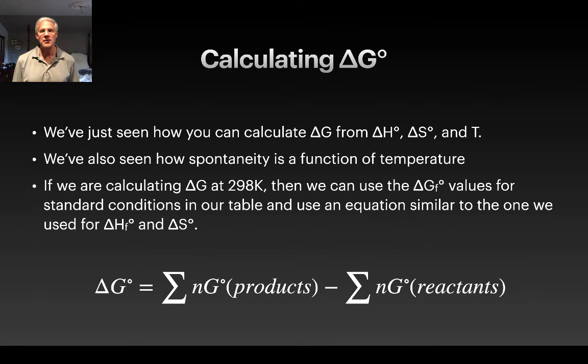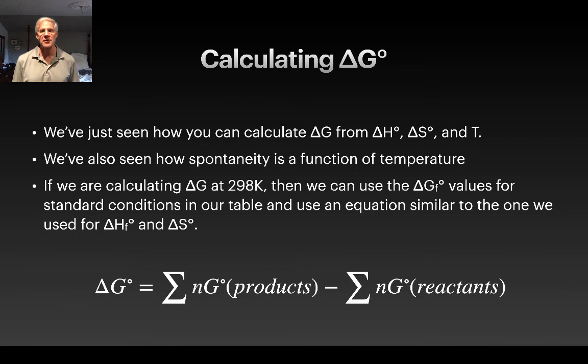Now, that's one way of calculating delta G. Here's another way to do it. So we've done it from delta H, delta S, and T. We've also seen how spontaneity is a function of temperature. If we are calculating delta G at 298 Kelvin, a standard temperature, then we can use those delta H of formation at standard values, we can use the delta S at standard values, and that will give us a delta G of formation under standard conditions, and we can tabulate those delta G values for all of our substances.